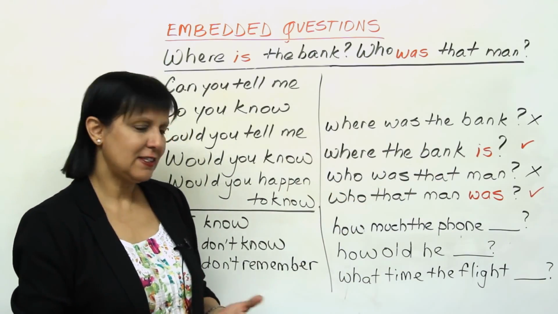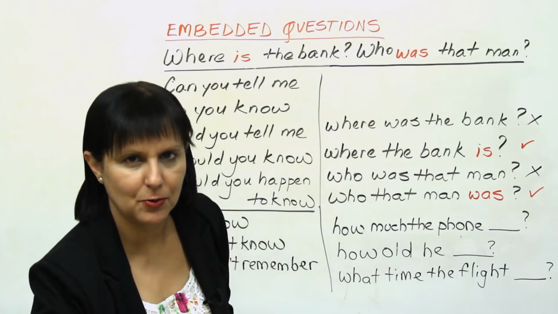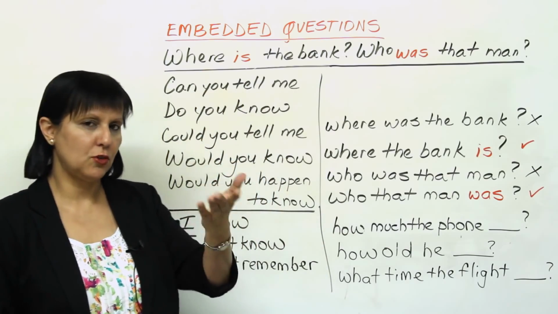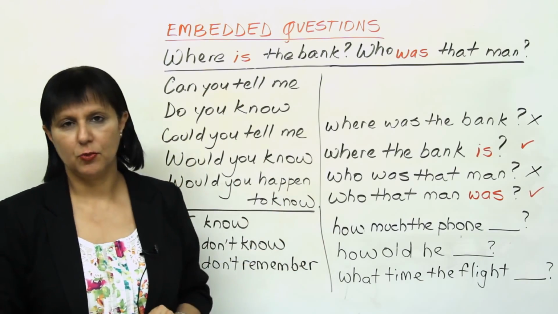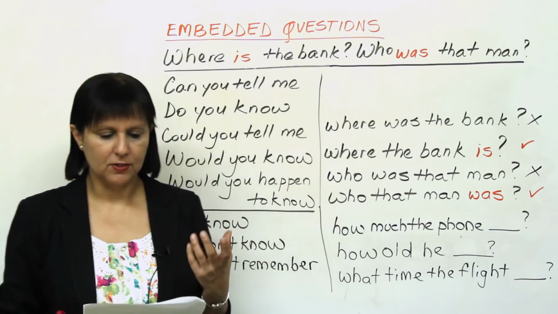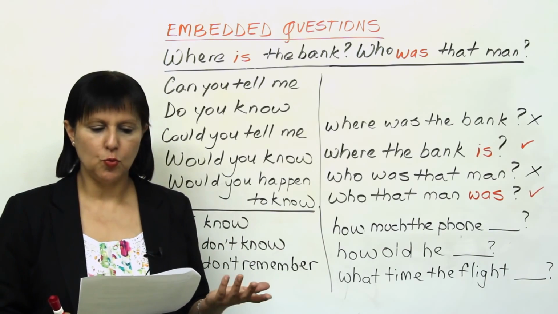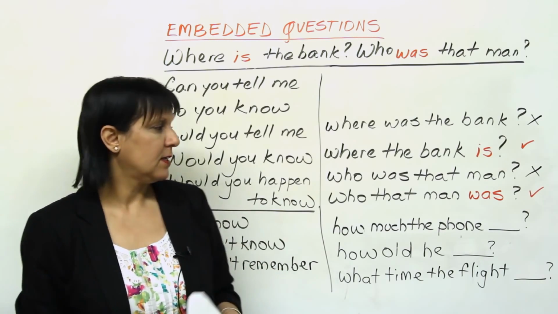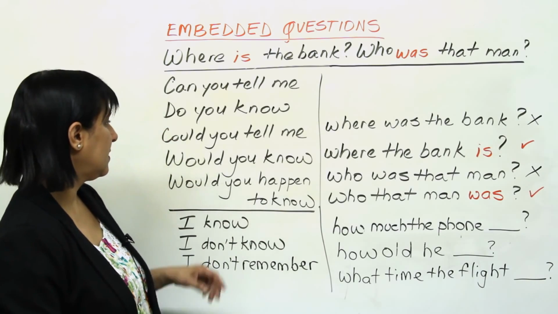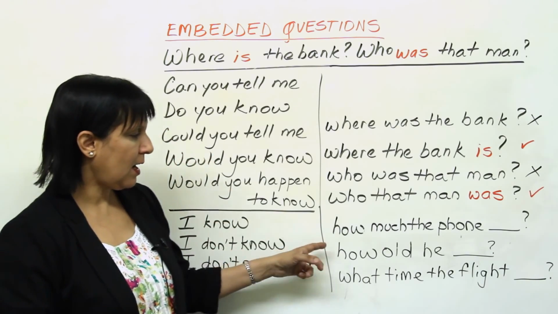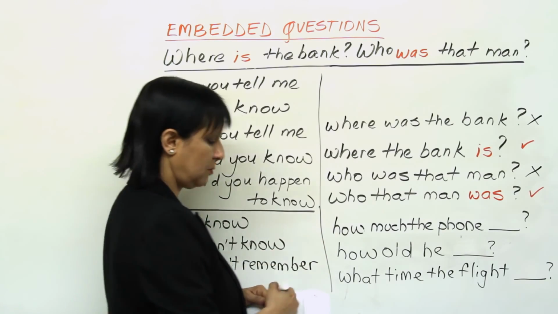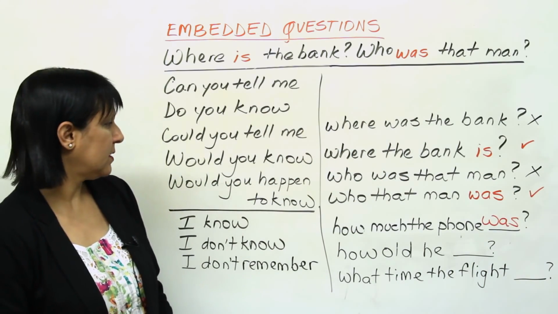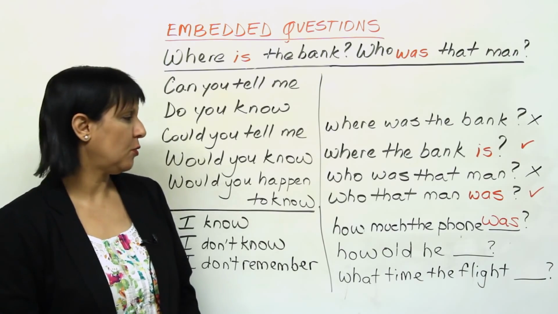All right? Now, let's take a couple of examples so that you can practice. Okay? I'm going to ask you a question in the regular format, and you practice in your mind or wherever you are, changing it to the way it should be because it's an embedded question. So let's take the regular question. How much was that cell phone? Okay? How much was that cell phone? So now if we make it into an embedded question, could you tell me how much the cell phone was? Right? Could you tell me how much the cell phone was?